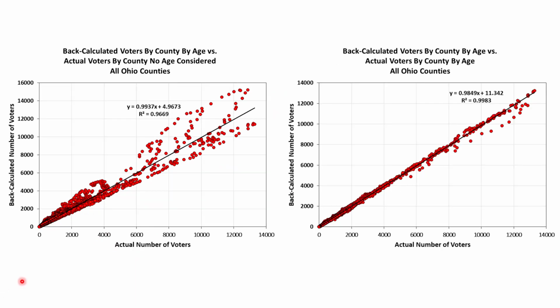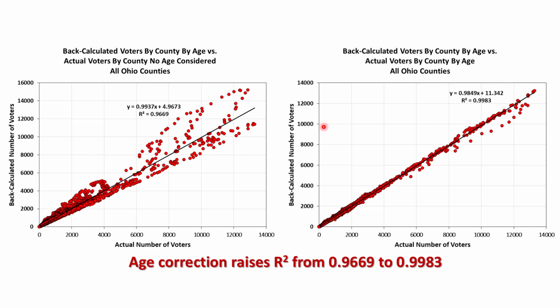What happens if we now add the age correction? Well, if that's the case, then my correlation again goes to 0.998. This is the same graph you saw before. So you can see that what the age is doing is actually fine-tuning the estimate that you get based on the number of registered voters and the countywide turnout. Raises the correlation coefficient from about 96.7% to 99.8%, or you can put it in terms of the R.